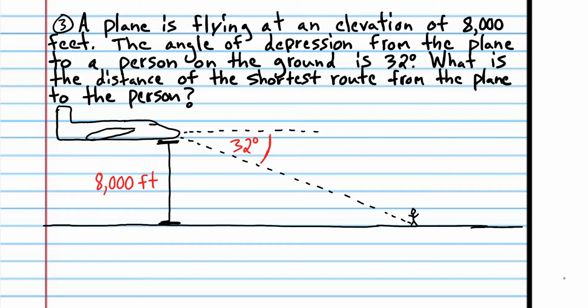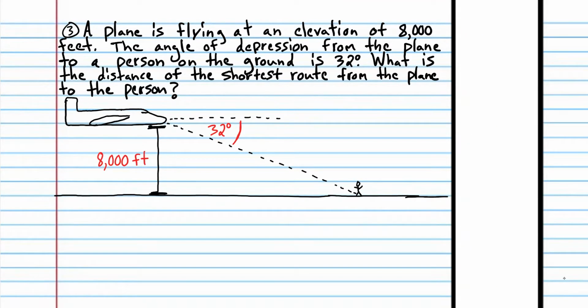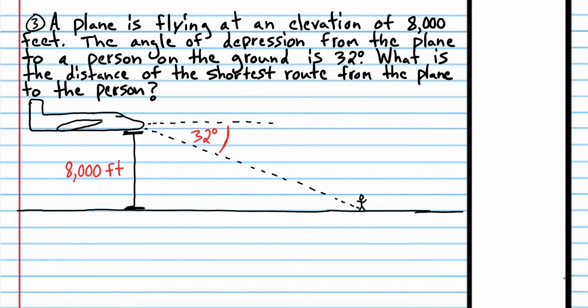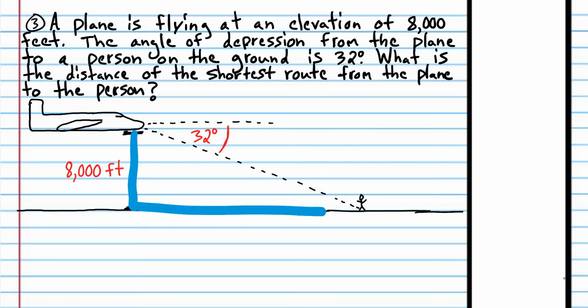All right, we're back. A plane is flying at an elevation of 8,000 feet. The angle of depression from the plane to a person on the ground is 32 degrees. What is the distance of the shortest route from the plane to the person? So we could use this triangle or this triangle. I'm going to use the top triangle.